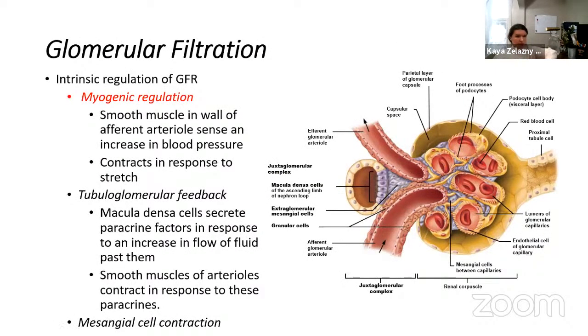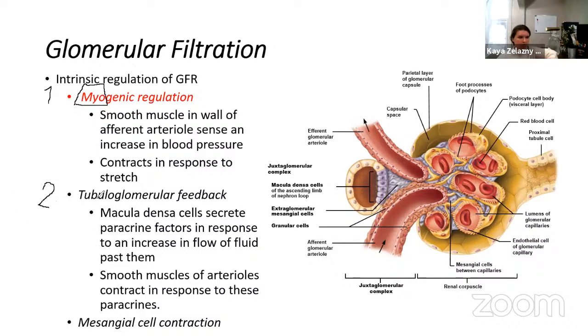Which brings us to regulation. Just like for a lot of our other processes in physiology, we have intrinsic and extrinsic regulation of the glomerular filtration rate. We're going to number them 1, 2, 3 for our intrinsic regulation. All right, I got our 3 bullet points. So our 3 types are: 1, myogenic regulation. We know from the myo that this is going to have something to do with muscles.